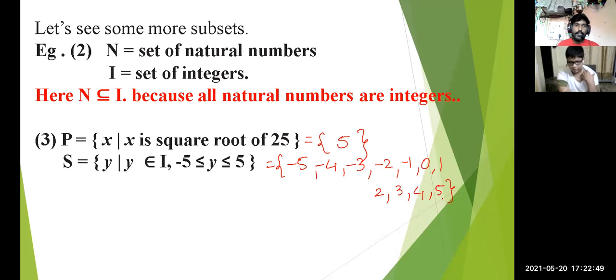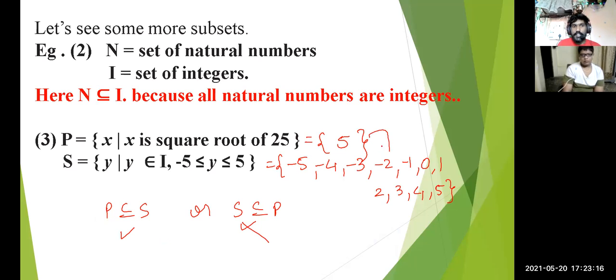Correct. Now, what is a subset of what? Is P a subset of S or is S a subset of P? Can you tell me which is correct? P is a subset of S. The other is wrong. Okay, so P is a subset of S because P is inside S. Clear?